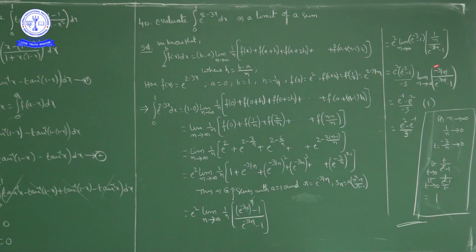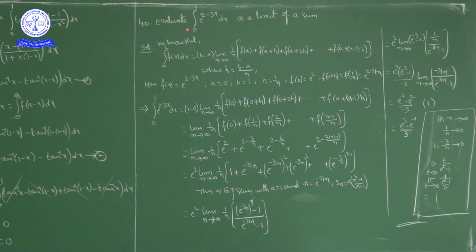Now this limit value is 1. Explanation is given here: as n approaches infinity, 1 by n approaches 0, minus 3 by n also approaches 0, let it be t. So what we have? Limit t approaches 0 of t by e power t minus 1, that you can write as limit t approaches 0 of 1 by (e power t minus 1 by t), but this value is 1. What we know? Limit x approaches 0 of (e power x minus 1) by x is 1. So this limit value is 1.